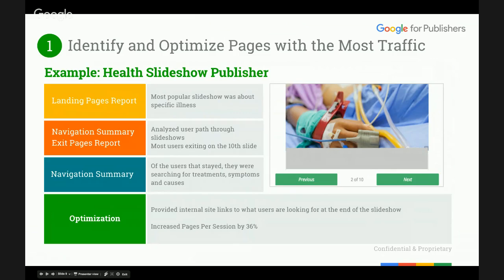So he tried it out, and he noticed that instead of exiting, a lot of users actually remained on his site, and he increased his pages per session by 36%, which also increased revenue. So Google's Match Content product is a great way to do this actually at scale.